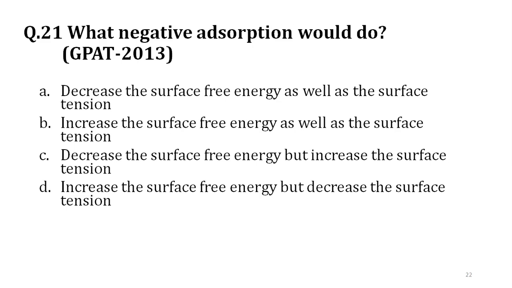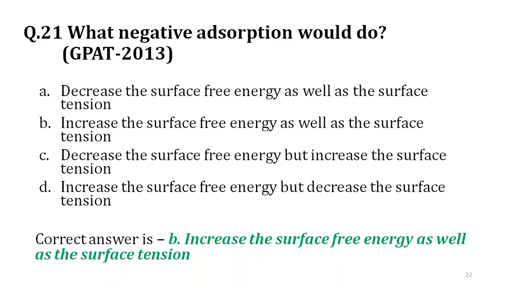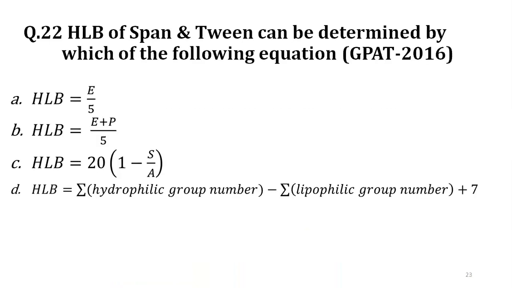Exactly the opposite in case of negative deviation, that is, the surface tension and the surface free energy both increase. Okay, so option B is the correct one: increase in the surface free energy as well as the surface tension. Again the same, the paragraph is given in the MCQ, so remember it.